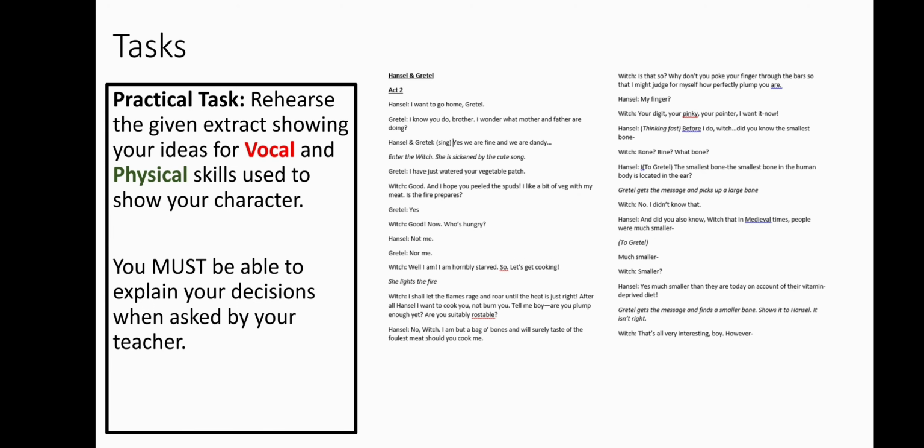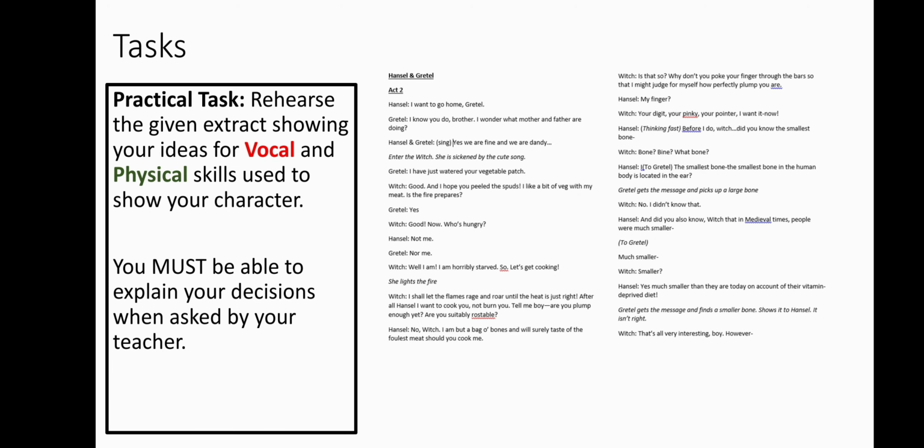Practical task: rehearse the given extract showing your ideas for vocal and physical skills used to show your character. You must be able to explain your decisions when asked by your teacher. If you would like, you can make some notes on your script to help remind you of how you wish to use these skills. You can refer to your knowledge organiser at the front of your book to help remind you of the skills needed.